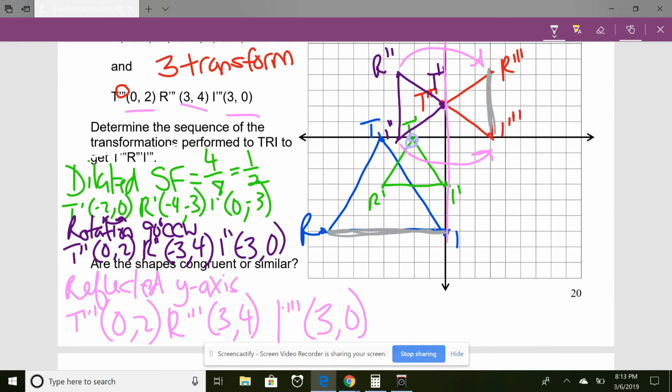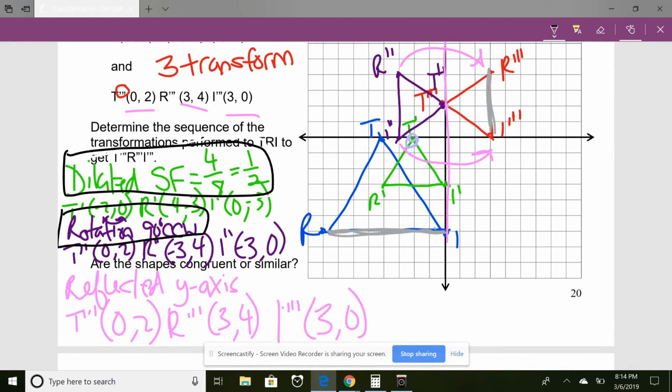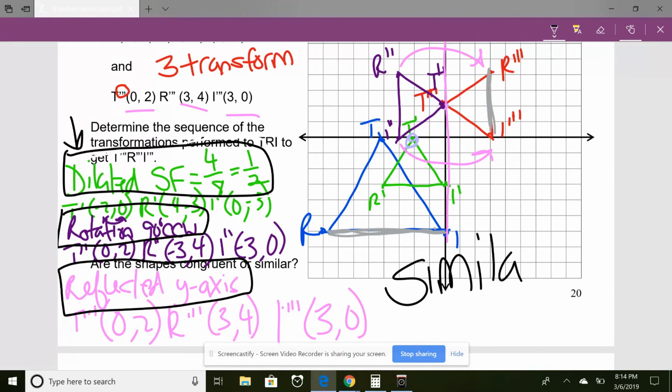It's dilated with a scale factor of 1/2. It's rotated 90 degrees. Then it's reflected over the y-axis. Now, are these congruent or similar? Remember, a similar figure is the same shape but a different size. And since we dilated, that means these figures are similar, not congruent.